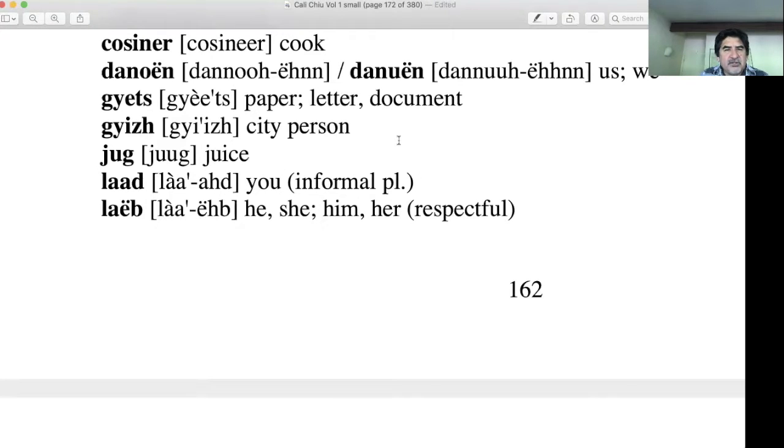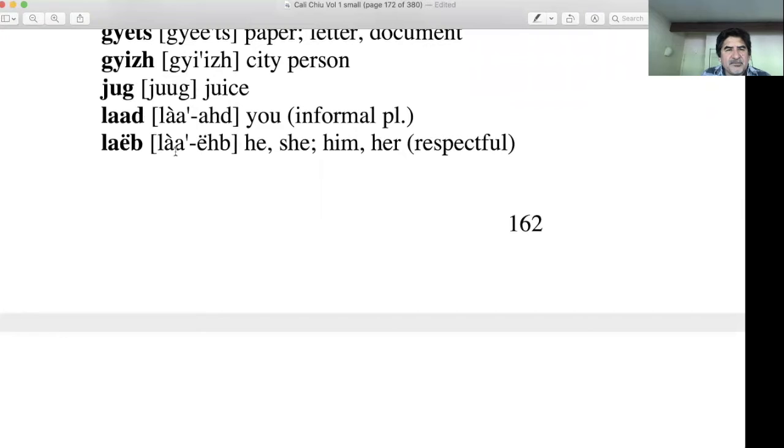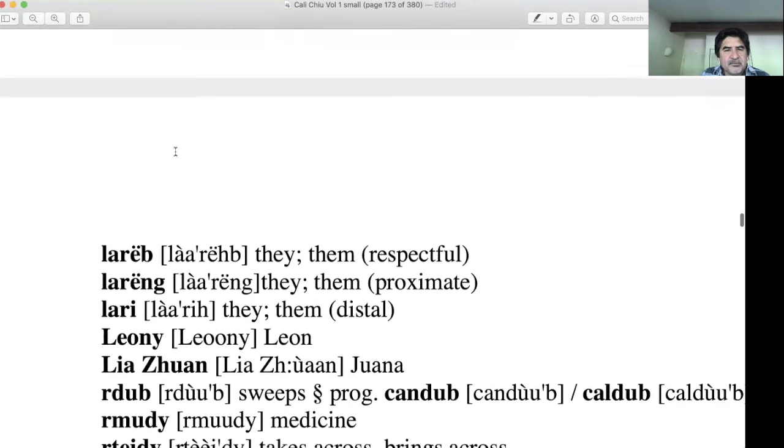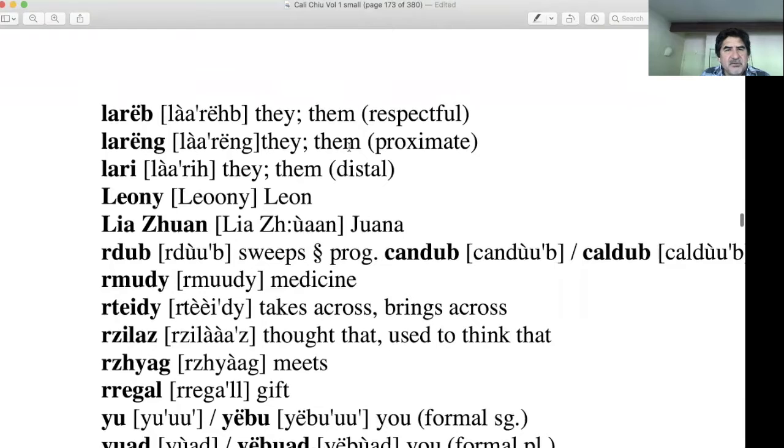And then we have the you informal plural, and you guys already learned the you informal singular. Okay, so this is the plural one. So lad. Lad. And we have the he, she, him, her, respectful, lab. Lab. And then we have they, respectful, larab. Larab.